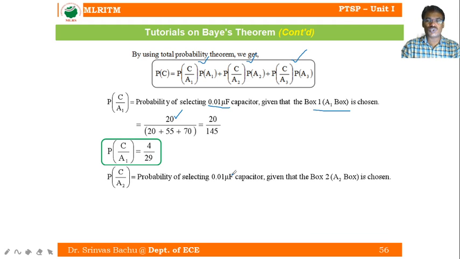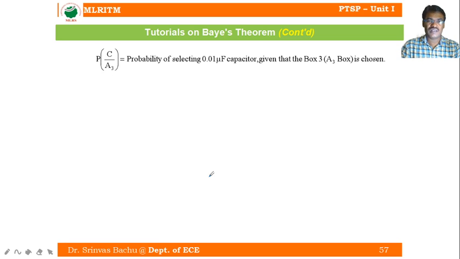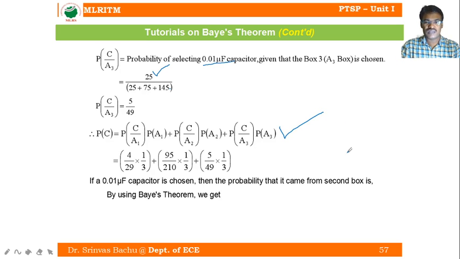In the same manner, in box 2, we already mentioned 95 by 210. 95 are of the 0.01 microfarad type, total is 210. In the same manner, can you perform it for box 3? In box 3, the probability of C by A3: 25 are of the 0.01 microfarad type. Simplify this and we will get P of C by A3. Now find out P of C by using the total probability theorem. Substitute all the values and simplify, and we will get the value of P of C.